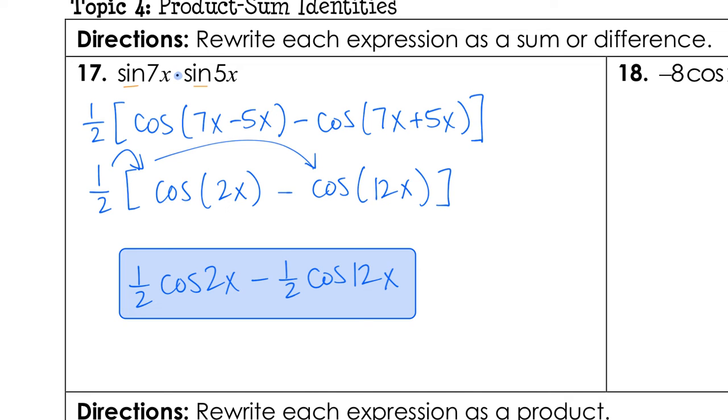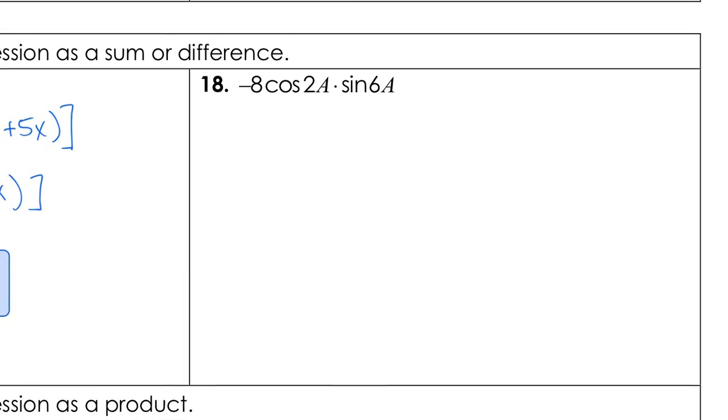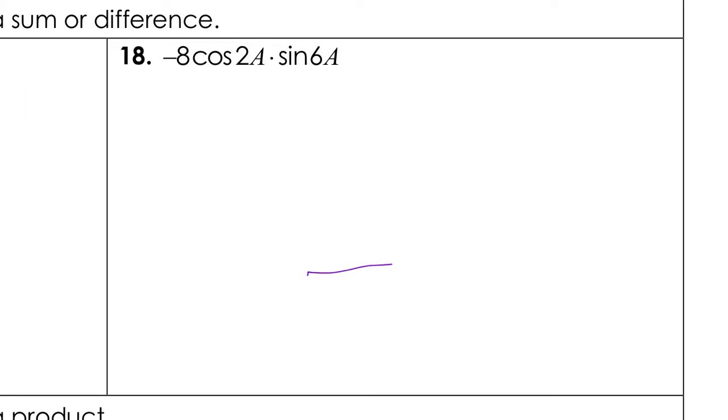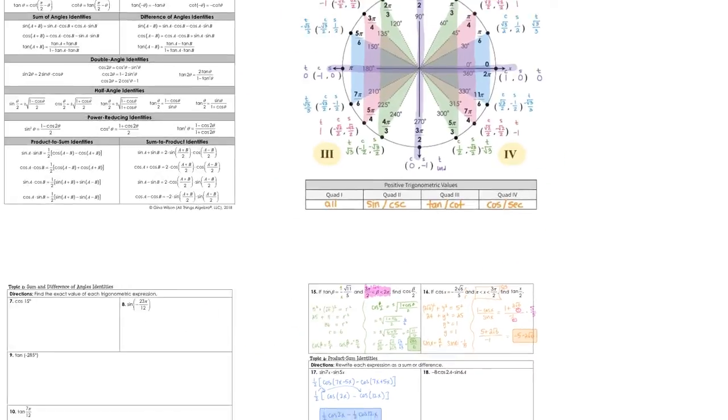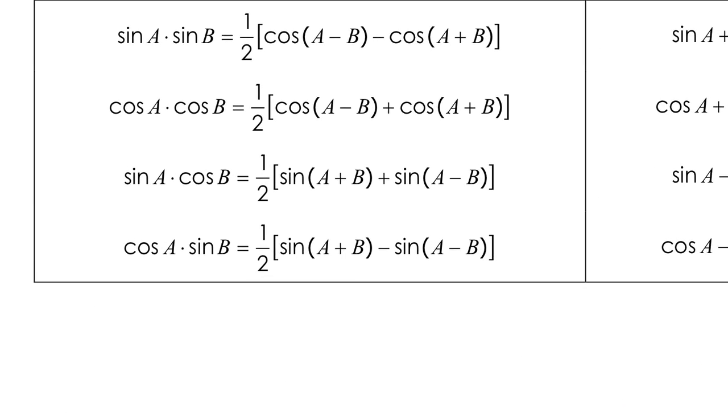Okay, let's try our next one. So again, it's a product because of that dot in the middle. We want to change it to either adding or subtracting. So cosine times sine. I'm going to take a look at our identities. That would be this last one, cosine times sine. And that is sine of A plus B minus sine of A minus B.